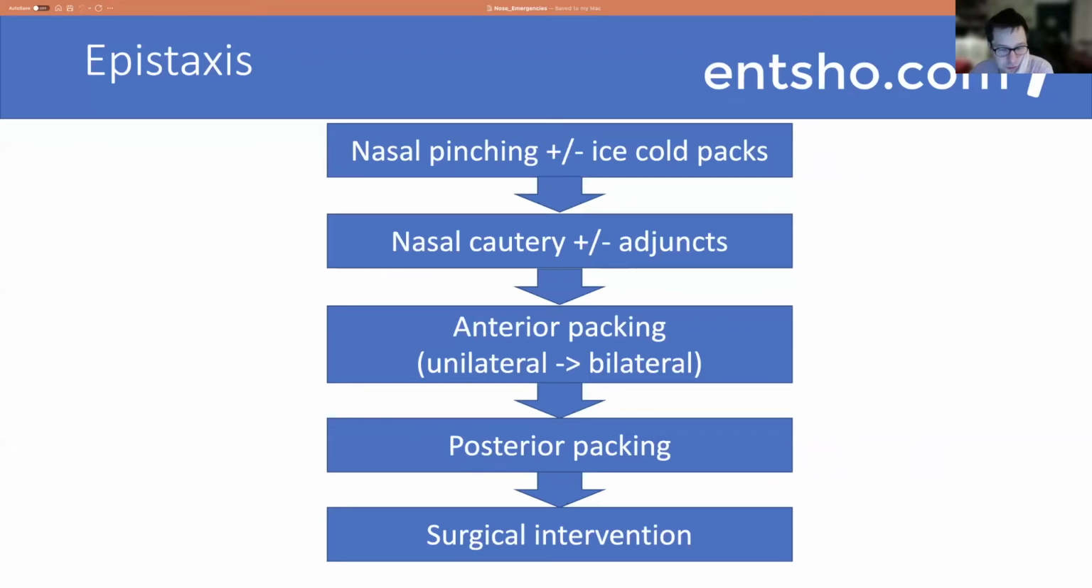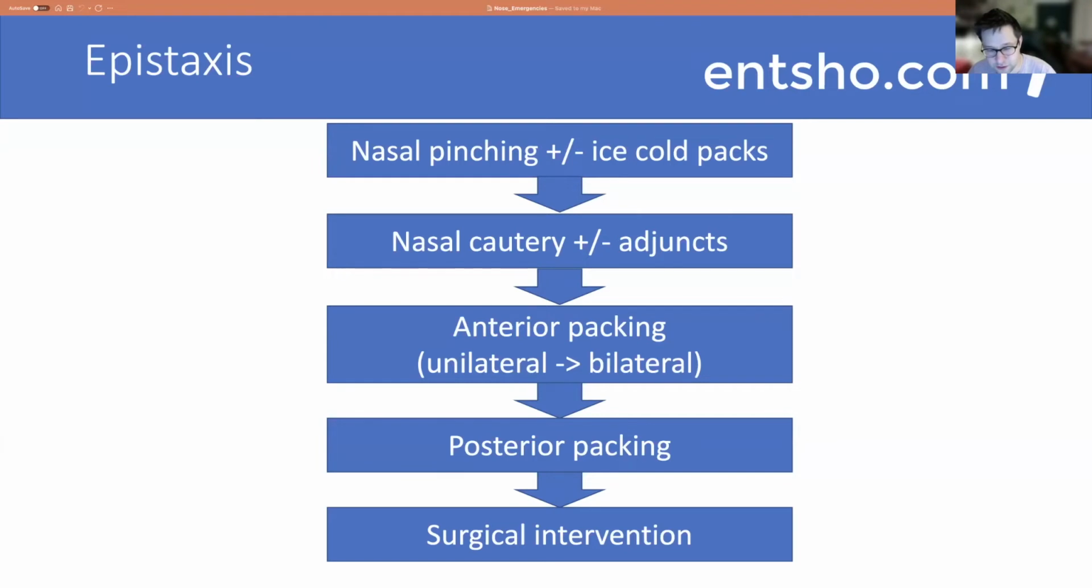And if that's not working, the next step up is silver nitrate cautery plus or minus adjunct. So that may include things like cotton wool with some adrenaline on, for example, applied to the area to try and slow it down enough to be able to see a vessel to cauterize. If it's simply coming too fast and you can't safely do that, then the next step up would be anterior packing.